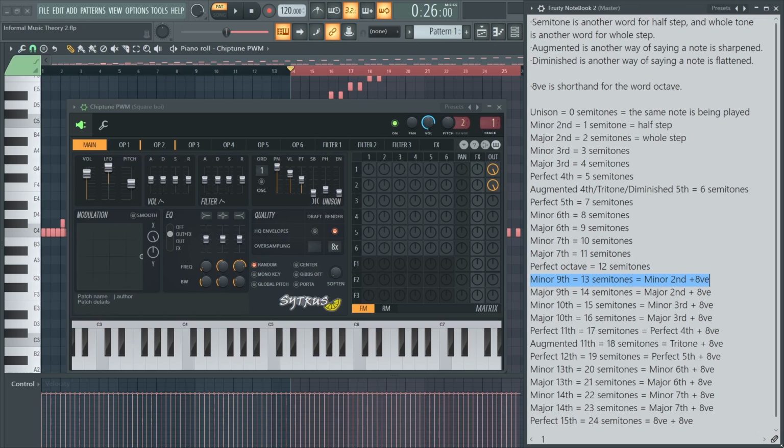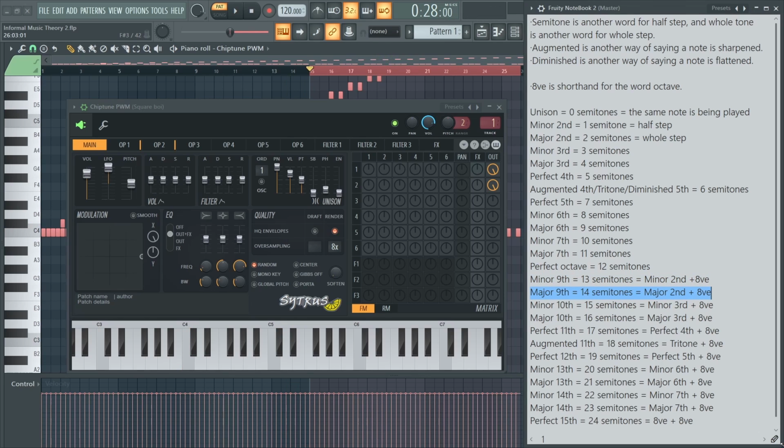Here we have a minor ninth, which is 13 semitones, which is just a minor second plus an octave, which just means that from our reference note, or our starting note, in this case C, we go up a minor second, and then we go up an octave from that minor second. And there's our minor ninth. So here's our minor ninth, which is 13 semitones.